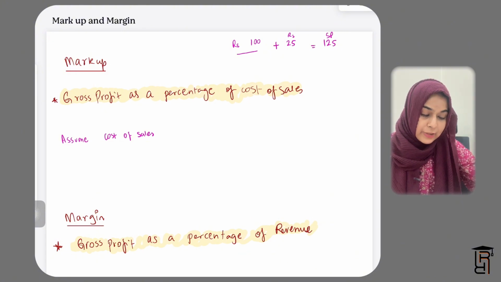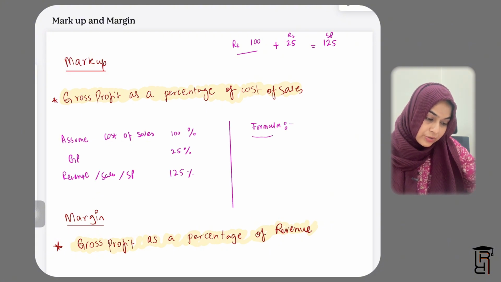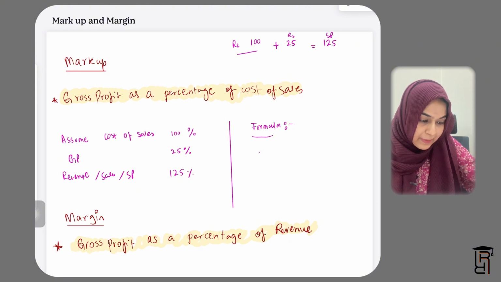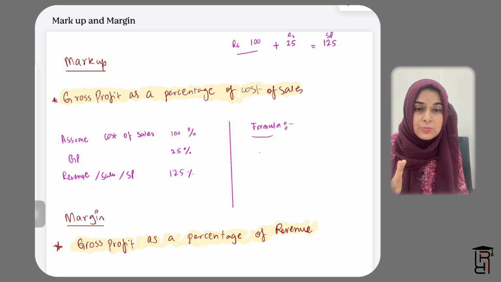What you also need to know is the formula for markup. The formula for markup, which has been given in the syllabus document, is gross profit in the numerator, divided by cost of sales, multiplied by 100. So gross profit divided by cost of sales multiplied by 100 is going to tell you what percentage gross profit is of cost of sales.